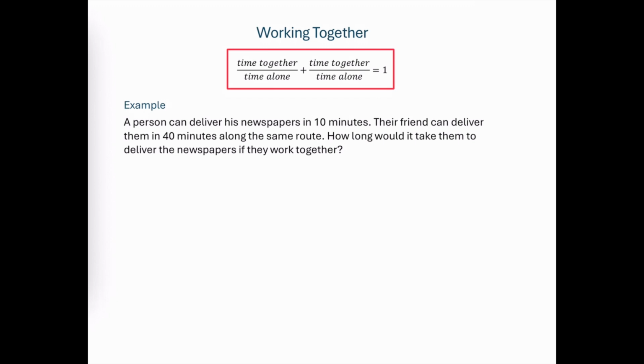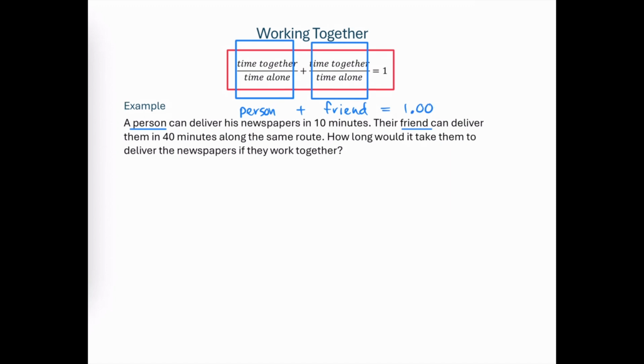One way to set up a working together problem is by using this template. The idea is that if two people are working together to complete a job, both of them are doing a fraction of the job. And when you add those two fractions that each of them is doing, it adds up to 100% of the job, which when you convert that to a decimal is just equal to 1.